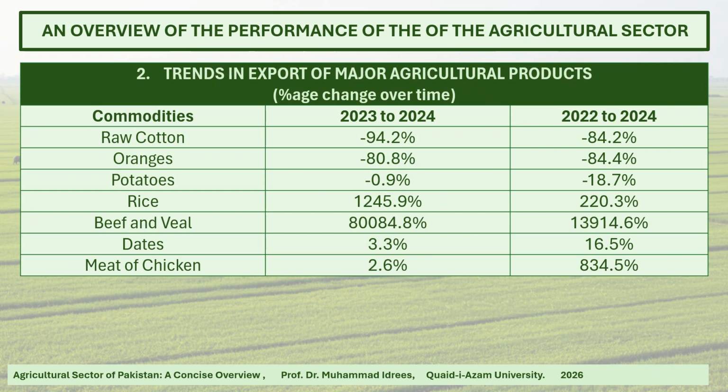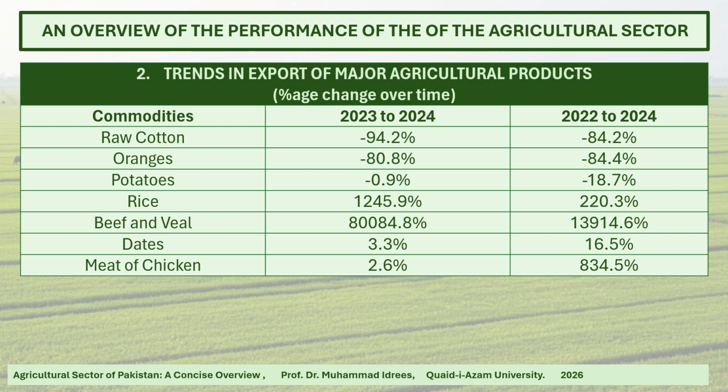Now we will discuss the trends in export of major agricultural products. We have taken raw cotton, oranges, potato, rice, beef and veal, dates and meat of chicken. And the reference years are 2023 to 2024 and then 2022 to 2024. Starting with raw cotton.